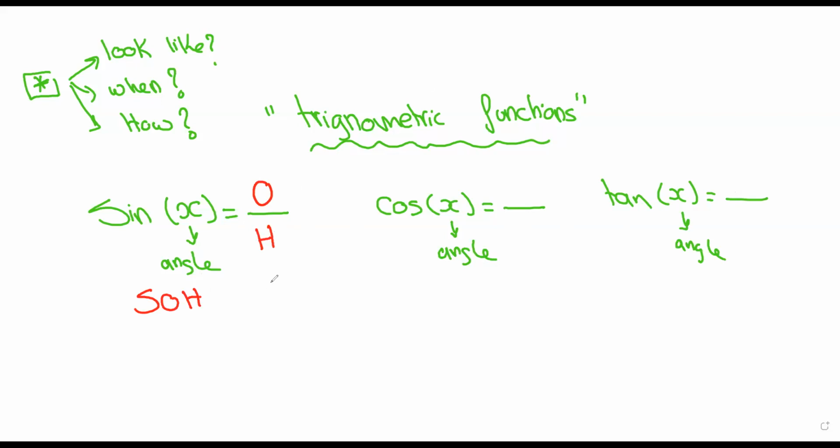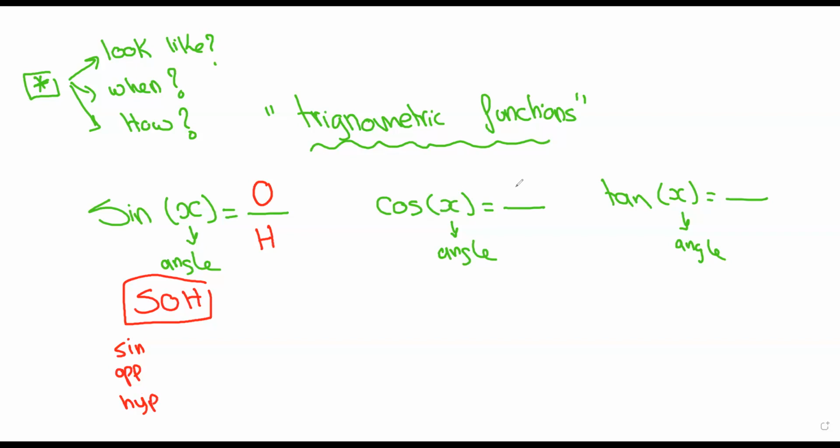This is how I say it. Or of course, SOH CAH TOA. I think you've heard this before, but this is how I pronounce it. S is sine, O is opposite, H is hypotenuse.